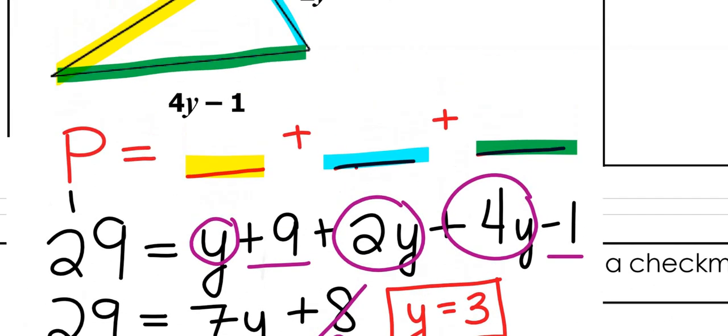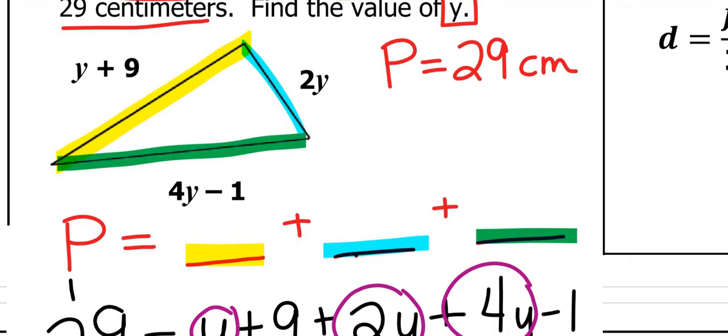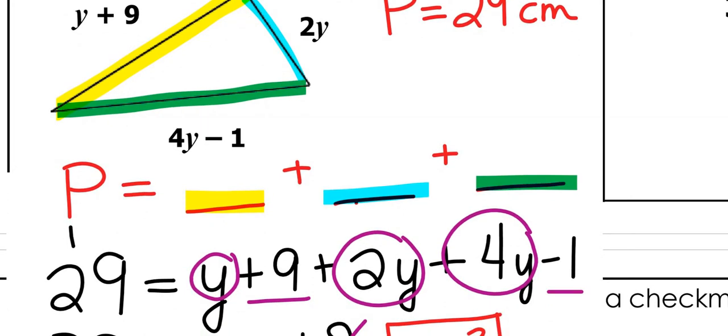So let's recap. In this example, they gave us the perimeter, but we still set up our equation the same way. The perimeter equals all 3 sides added together. So we plugged in 29 for the perimeter, and then each of the values for the 3 sides, and solve that equation. Okay, let's move on to the last one on this page.